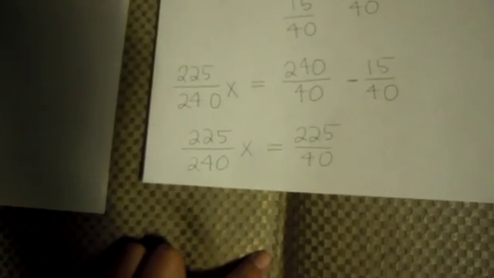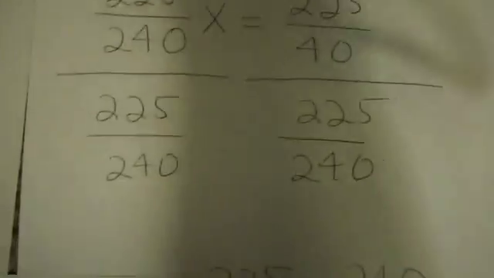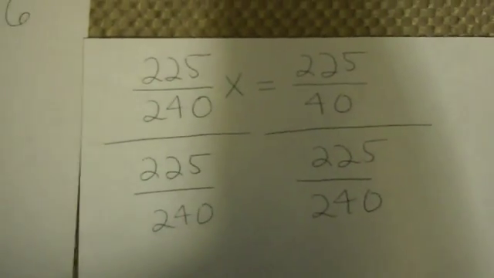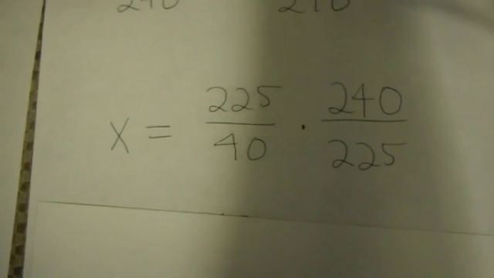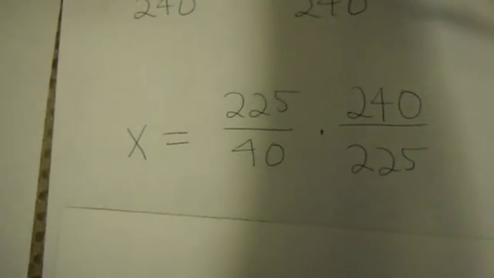Now all I have to do is get rid of this. So I'm going to divide 225 over 40 by 225 over 240. And now I know it looks scary. So when I do that, I end up having 225 over 40 times 240 over 225, and I could cancel the 225s. And now I have x equals 240 over 40, and that equals 6.